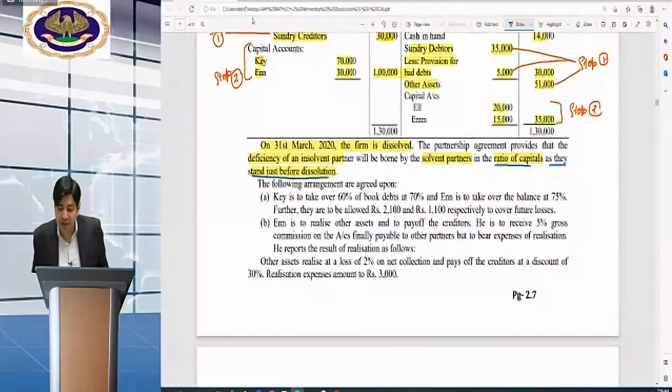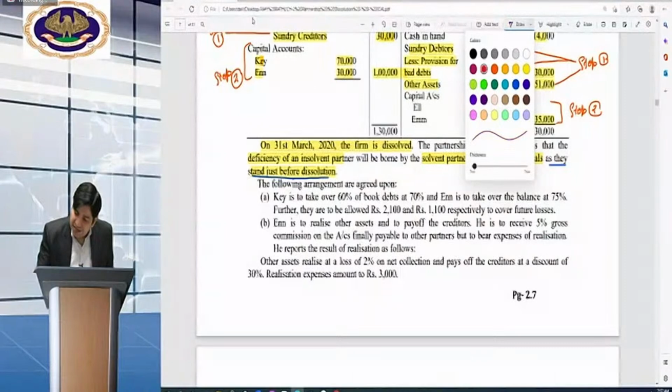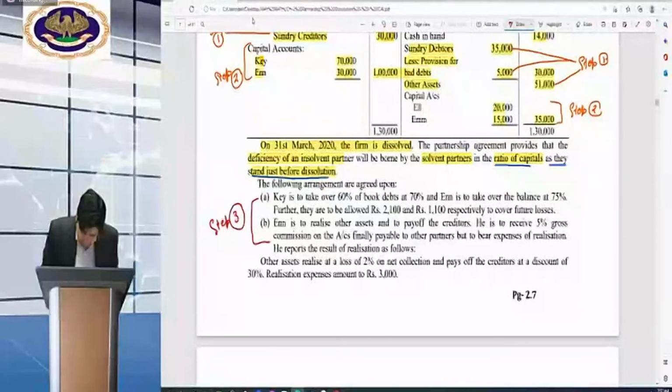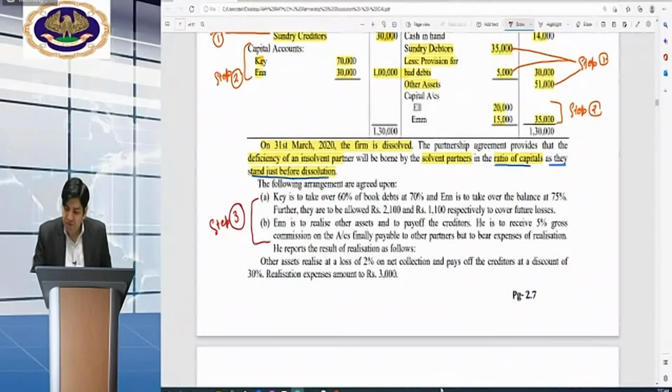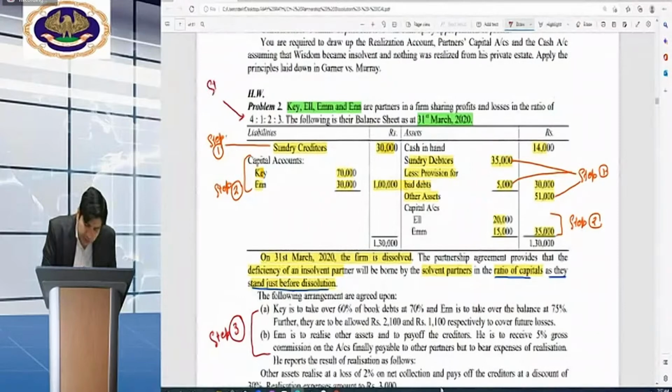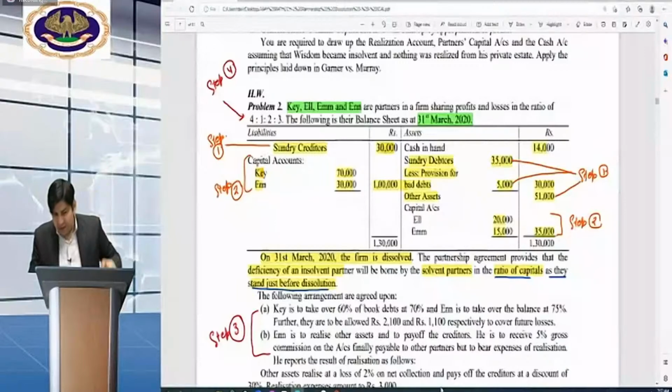Can I move further? Yes, sir. Now, step number 3, realize the assets and pay off the liabilities. Beta, see, these are the realization and payment related matters. So then step number 4 will be there. But at that part, we have to see the ratio. Step number 4 belongs to this one. The ratio will be there. In that ratio, the amount of profit or loss on realization will be distributed.